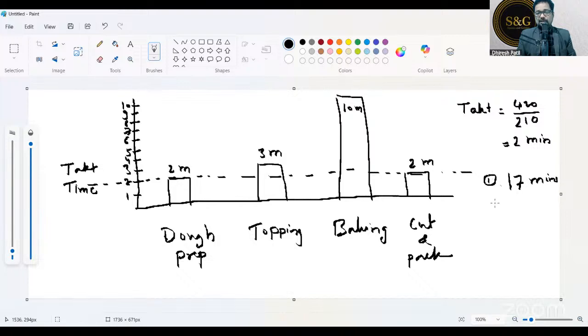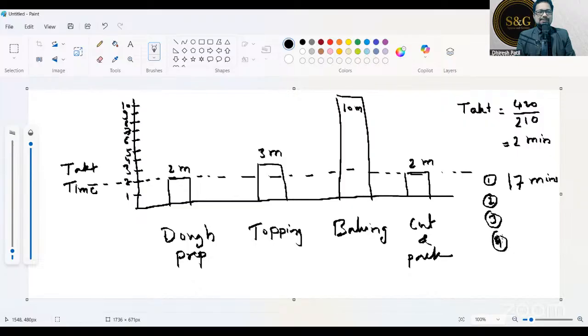So this first order takes 17 minutes. How much time will it take for the second order? How much time for the third order? How much time for the fourth order, etc.? If customers are coming back to back, think about it. Everybody think about it and give me the answer. So the first customer walks in, gives me the order, so 17 minutes is what is required, right? So how much time will it take for the others?